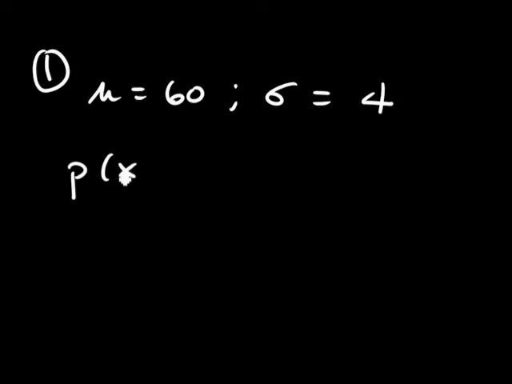Question 1. The mean is 60. The standard deviation is 4. X is a normal distribution. They want to know the probability that X is less than 53.